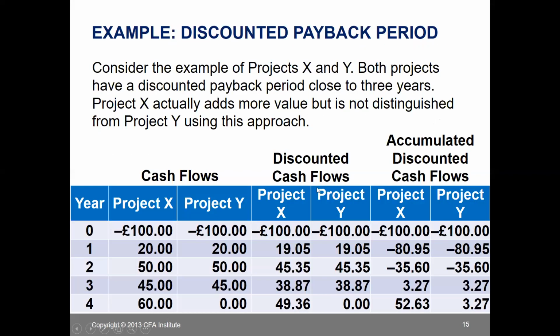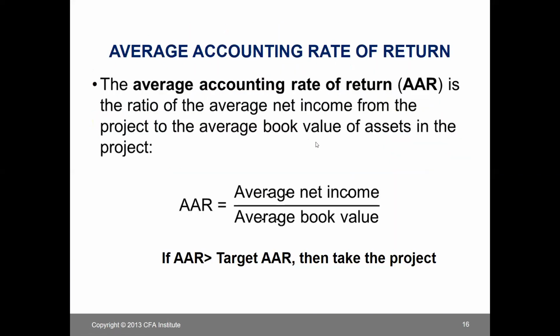If you don't have any questions, let me move to another investment criterion. So far, we have introduced four investment criteria: NPV, IRR, payback period, and discounted payback period. Coming to the fifth investment criterion, it's average accounting return. It measures the average net income from the project to the average book value of the assets. So there's a formula.